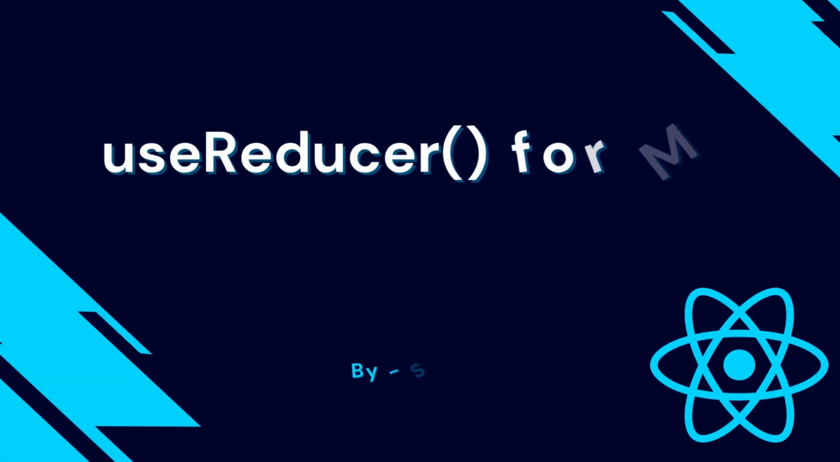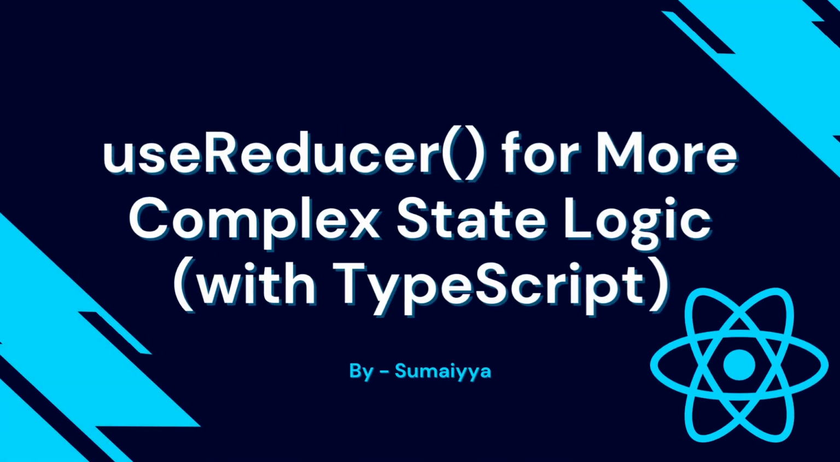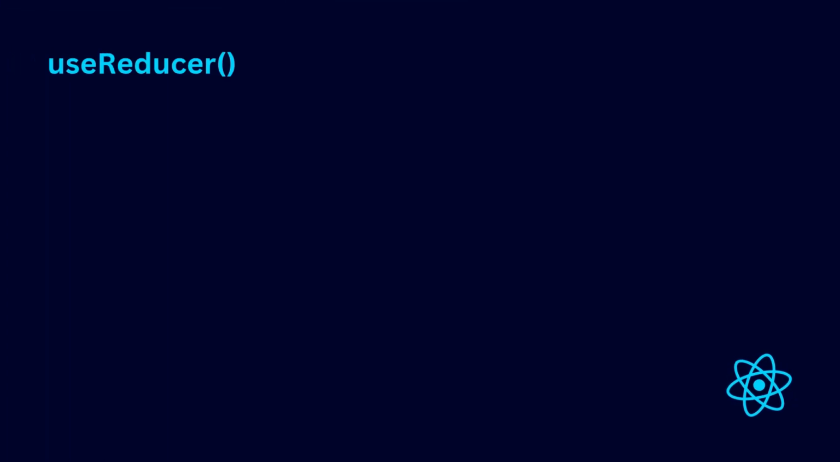In this video, we will learn about useReducer for more complex state logic. First, we will understand what is useReducer. useReducer is a React hook for managing state transitions based on explicit actions. It centralizes updates inside a reducer function instead of scattering setState calls throughout your component.